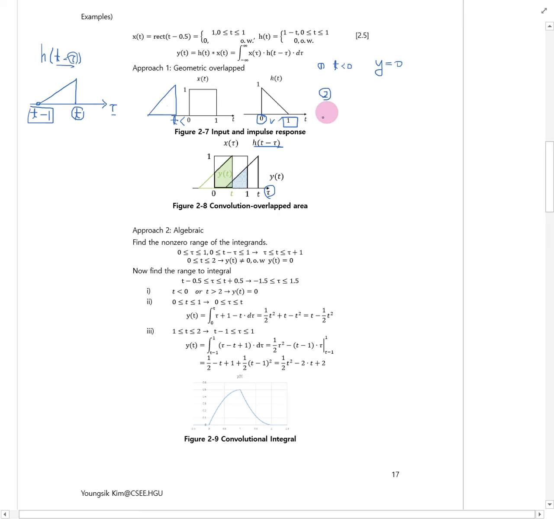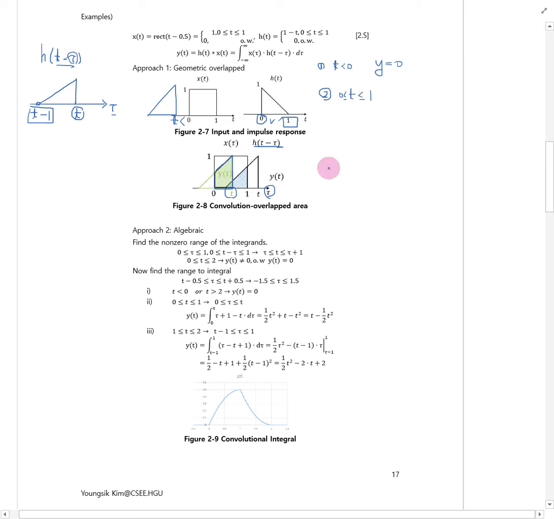Now the second case, t is between 0 and 1. In this case, if t exists between 0 and 1, its shape looks like this one. The green one shows that. In that case, the product area becomes this trapezoidal shape. Okay, we have to take the integration over here to figure out this area.